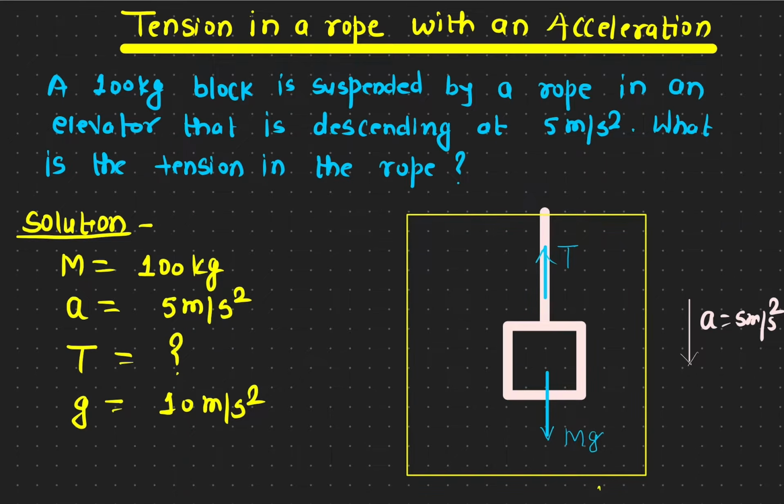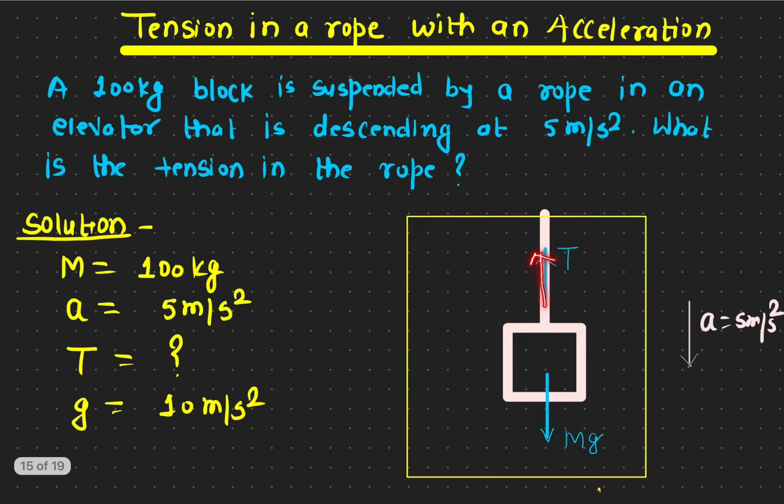First, let's draw all the forces. The weight of an object is always downward, and it is mg, that's the weight. And the tension, the direction is upward. This tension in the rope is in the upward direction. And the acceleration is 5 meters per second square.